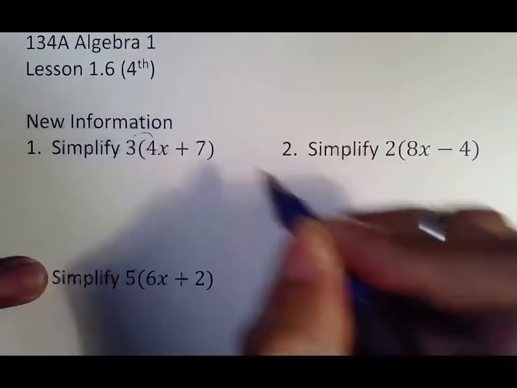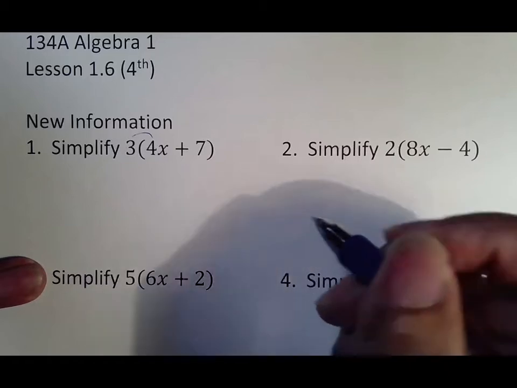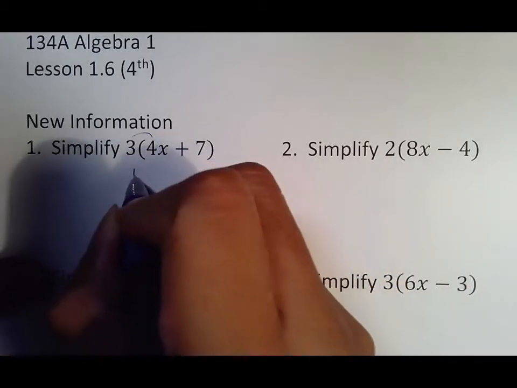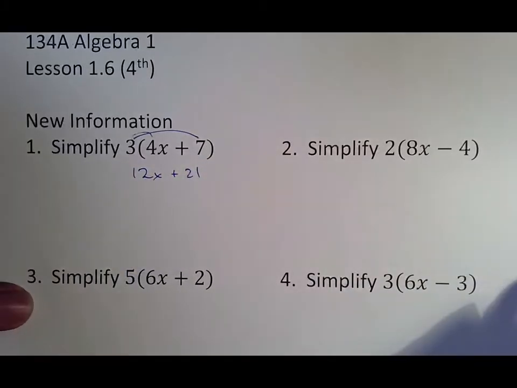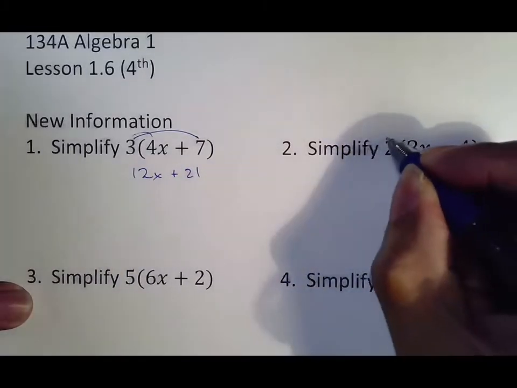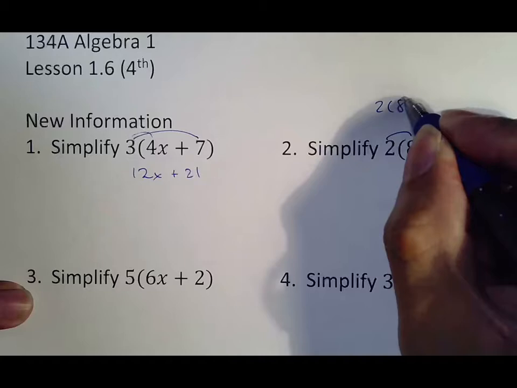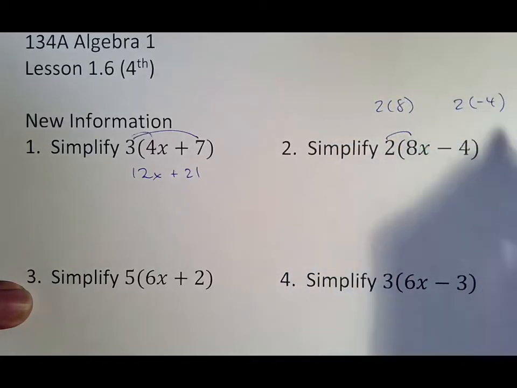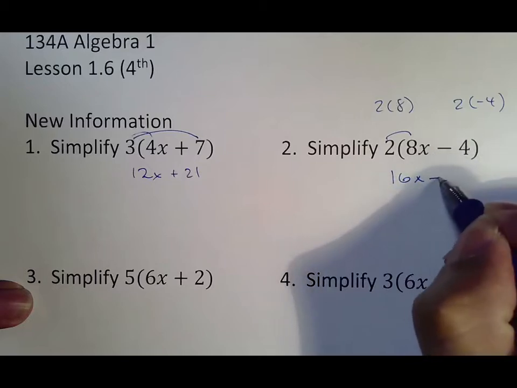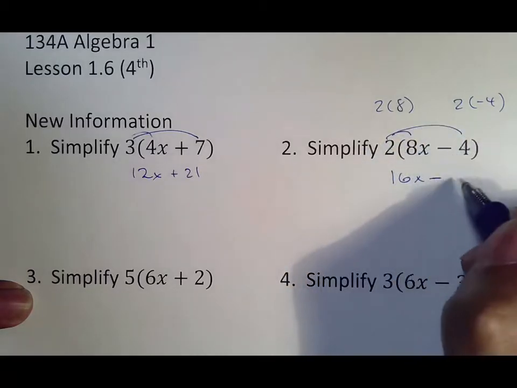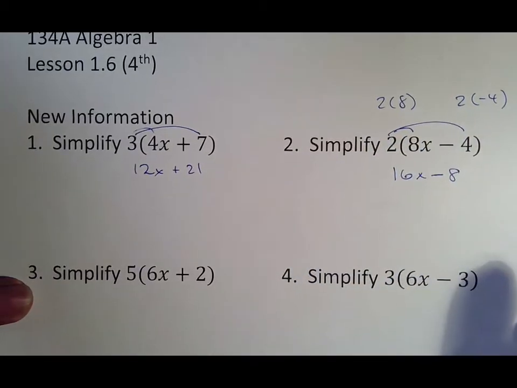New information, again, just making sure we go through this to warm up with our distributive property. Remember, you do 3 times 4x, which is 12x. You do 3 times 7, which is 21. Remember on this that it's just like doing 2 times 8 and 2 times -4. But again, 2 times 8, 16x. Copy this sign down because nothing really changes, and 2 times 4, which is 8. And that is that part.